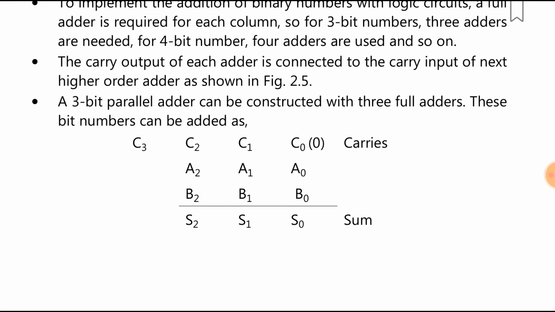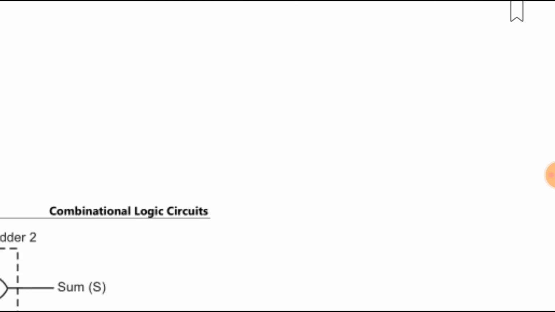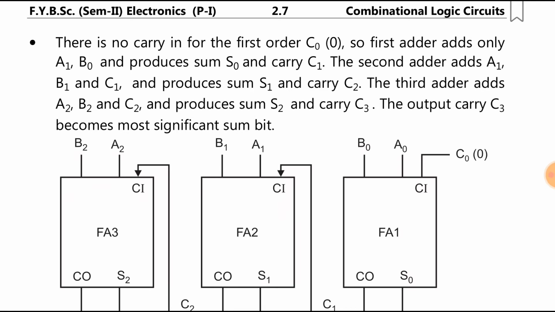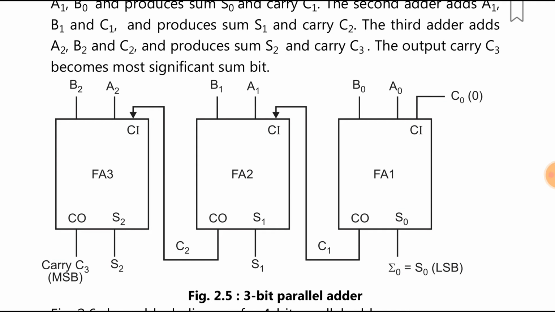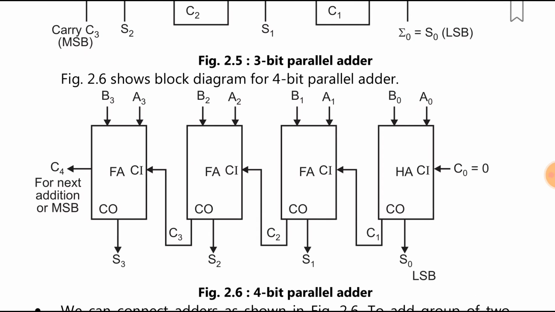These numbers can be added as A0, A1, A2 and B0, B1, B2, and the sum is S0, S1, S2. There is no carry in for the first order, C0. So the first order adds only A0 and B0 and produces sum S0 and carry C1. The second order adds A1, B1, C1 and produces sum S1 and carry C2. The third adder adds A2, B2, C2 and produces S2 and C3. So the output carry C3 becomes the most significant sum bit. So this is a 3 bit parallel adder using 3 full adder circuits.